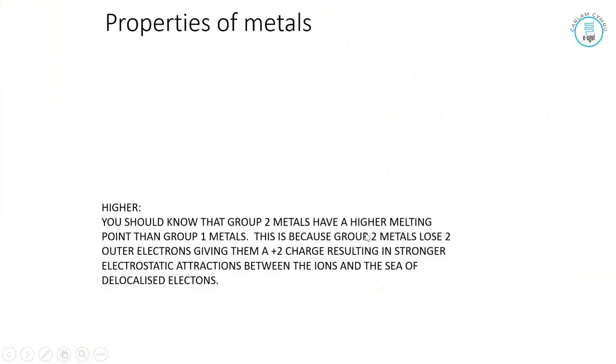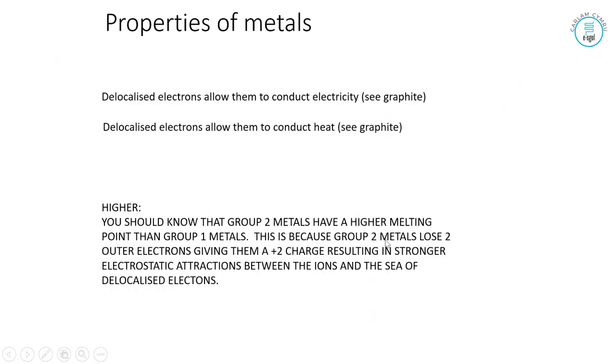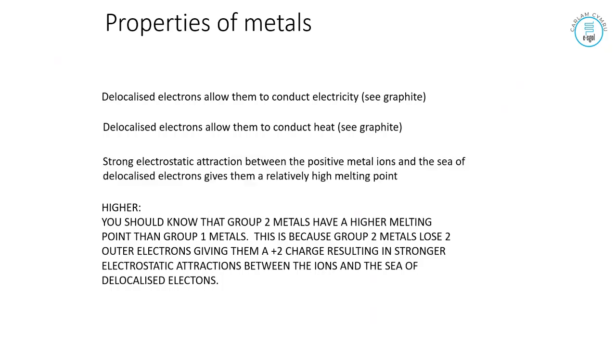So, properties of metals. Again, it's GCSE, but hey, it's going to be on your exam. It was on my mock for my pupils this last week. So let you read through that. Basically, delocalized electrons allow them to conduct heat and electricity, and what gives them high melting points is the electrostatic attraction between the positive metal ions and the delocalized electrons.